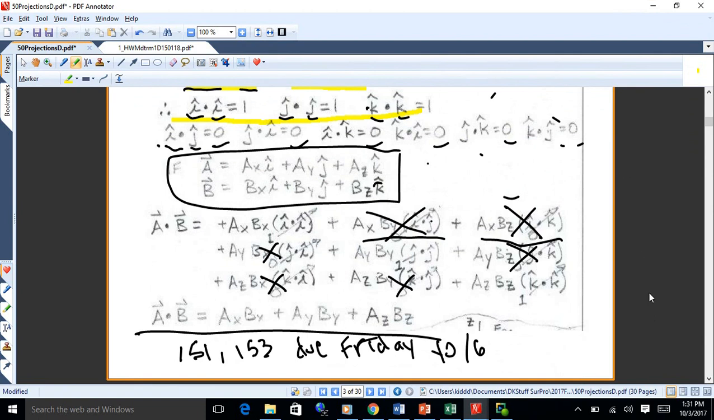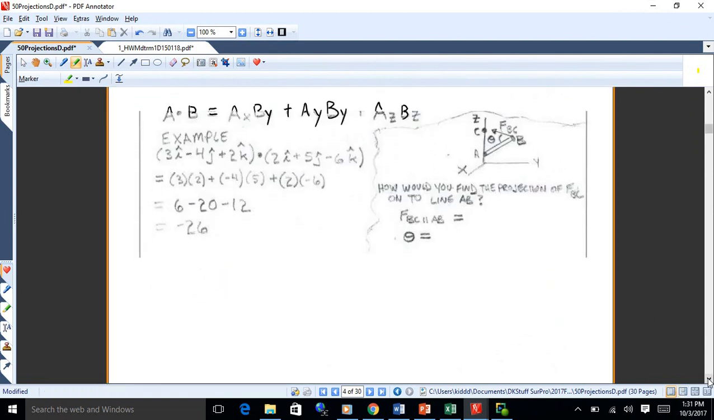So the first thing we want to do is a little example there at the bottom of the page. If A is 3i minus 4j plus 2k, and B is 2i plus 5j minus 6k, I show how to do a dot product. Just multiply the like components together and add the products. That's really about all there is to it. Remember, you do not get a vector out when you do a dot product. You get a scalar, and in this case, it's negative 26.